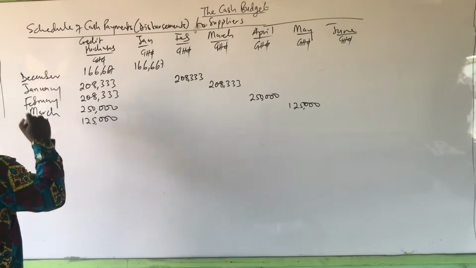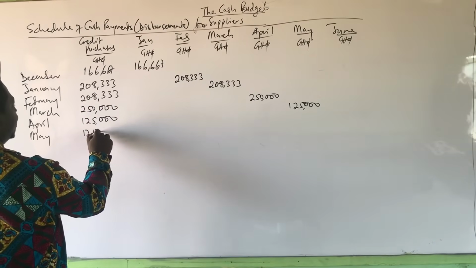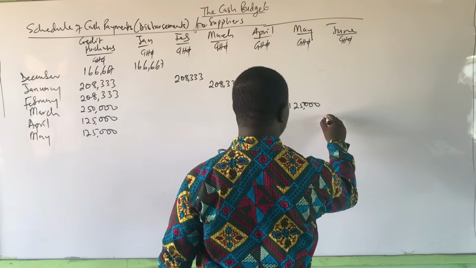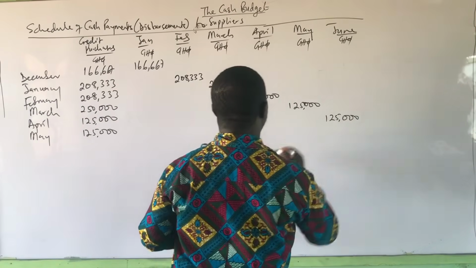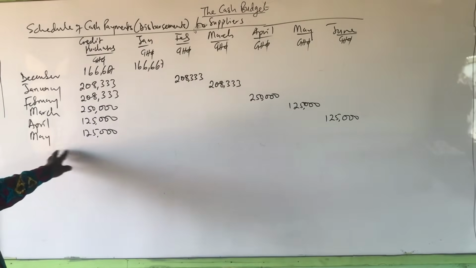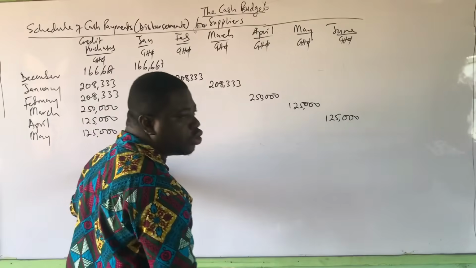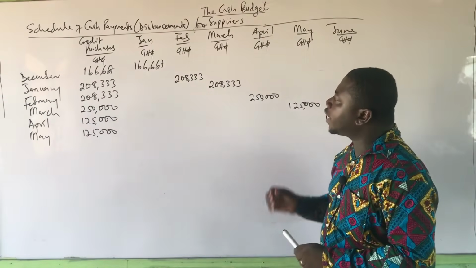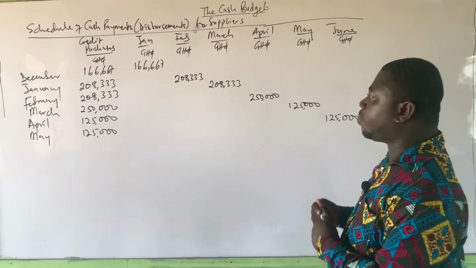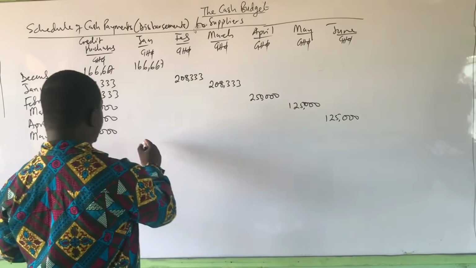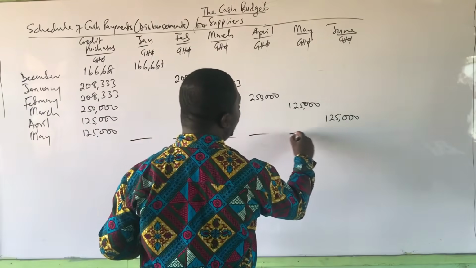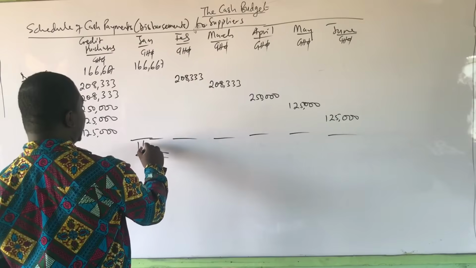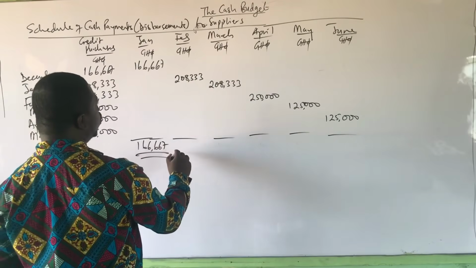Then we come to May. May was also 125,000 for purchases. And so we move and we pay that in June, 125,000. Of course, there is no need to write June's purchases because it will be paid in July. Our work ends in June. So we are done with the schedule of payment or cash disbursement to suppliers. And so we find the totals just like we did for the cash received from customers. And because these are just one figures, it becomes easier to do the totals.